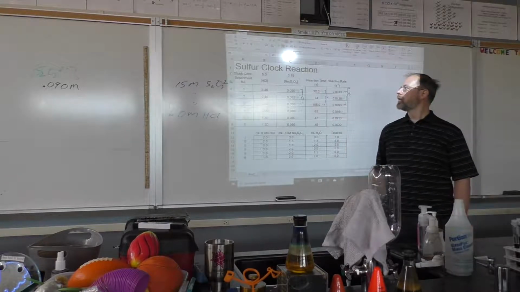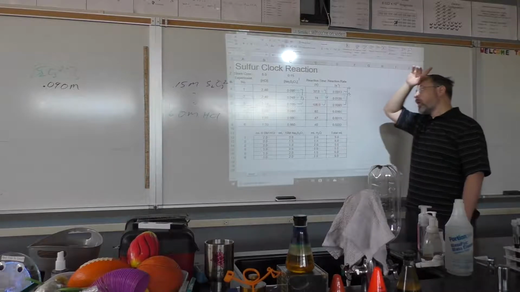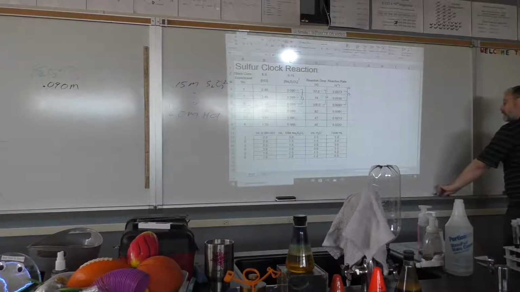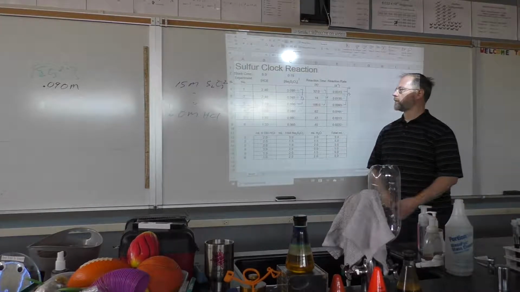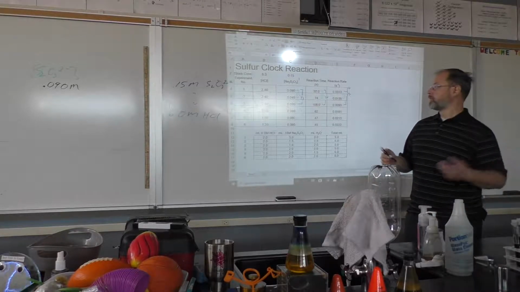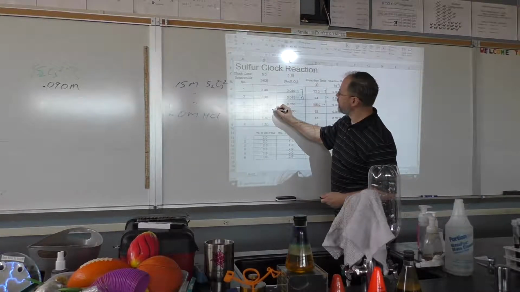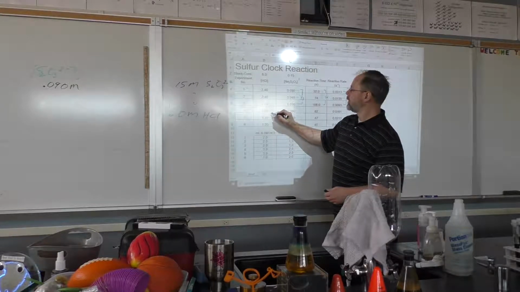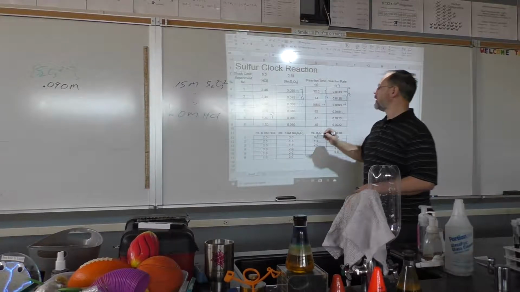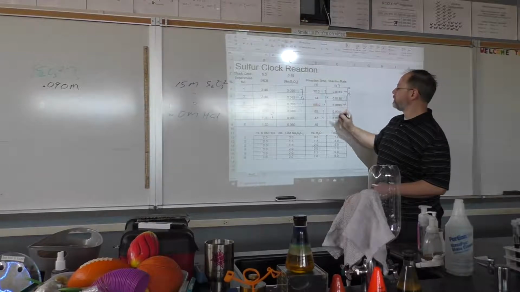Yeah. All right, let's take a look at hydrochloric acid. What would you use to determine the order of the hydrochloric acid? What experiments? 4 and 5. Okay, so 4 and 5, what's happening to the concentration? We're doubling it from 5 to 4. And what's happening to the time?